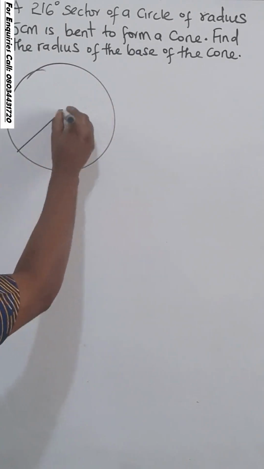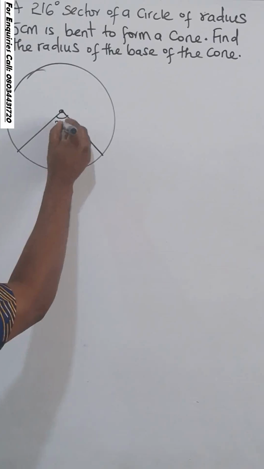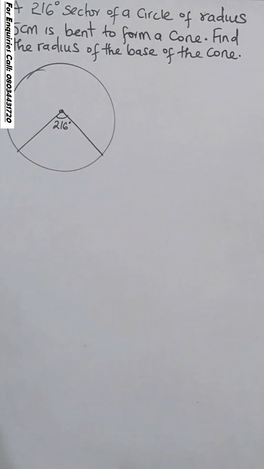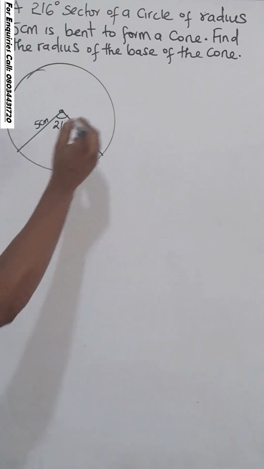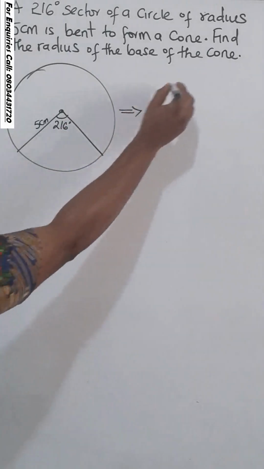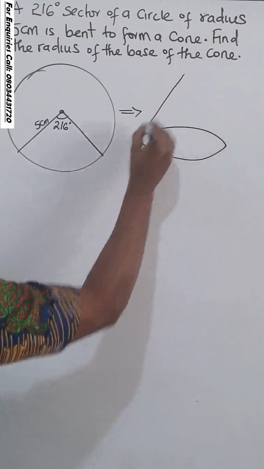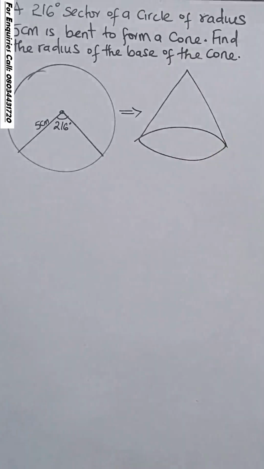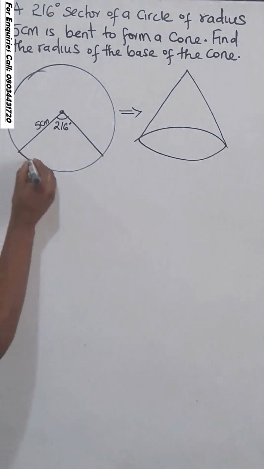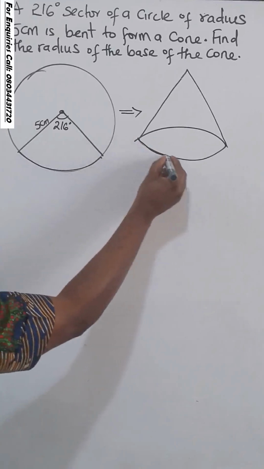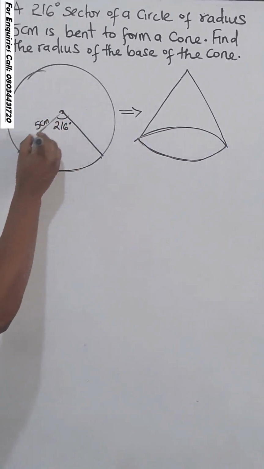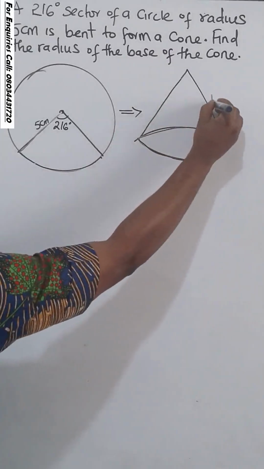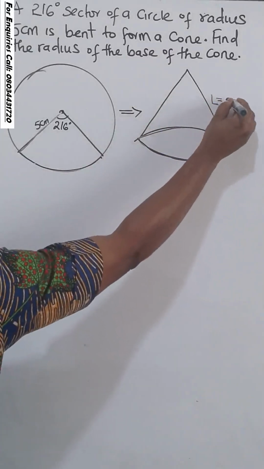This is the sector, 216 degrees. The radius of the sector is 5 centimeters. This sector is bent to form a cone. If you look at it very well, you will discover that the arc of the sector automatically becomes the circumference of the base of the cone. The radius of the sector automatically becomes the slant length of the cone, which is 5 centimeters.